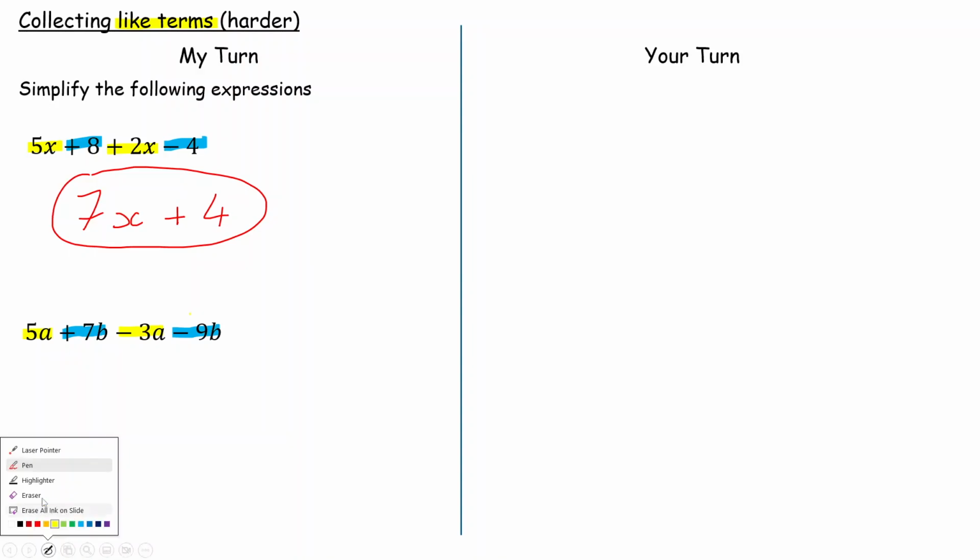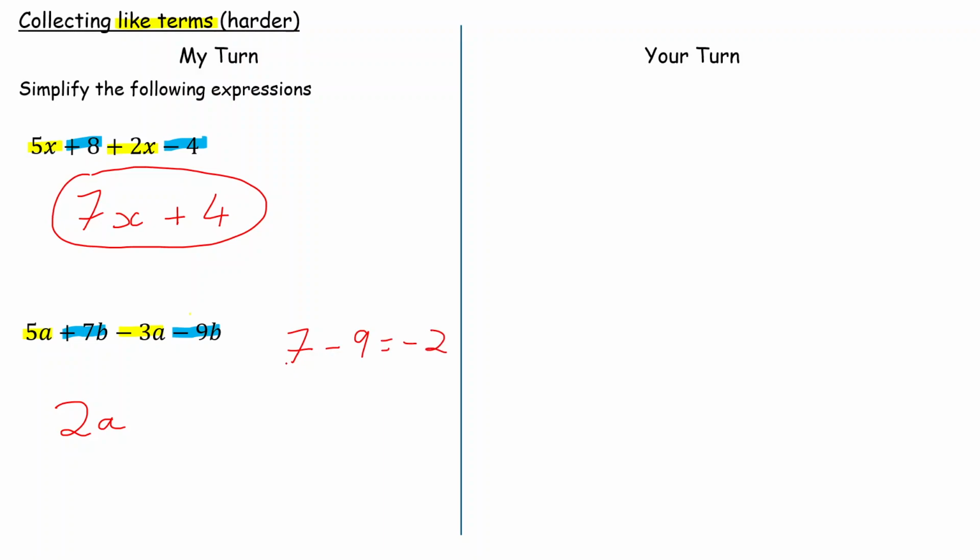So if we look at what is 5a take away 3a, well, 5a take away 3a is going to give you 2a. Okay, we've then got a positive 7b, and you're taking away 9b. So 7 take away 9 is negative 2. You're at 7, you're going back by 9, minus 2. And you've got the b there. Okay, so it's going to be minus 2b. Because 7b take away 9b gives you negative 2b. Okay, so 2a take away 2b there.